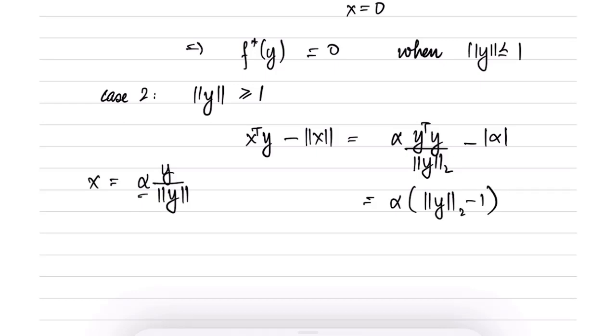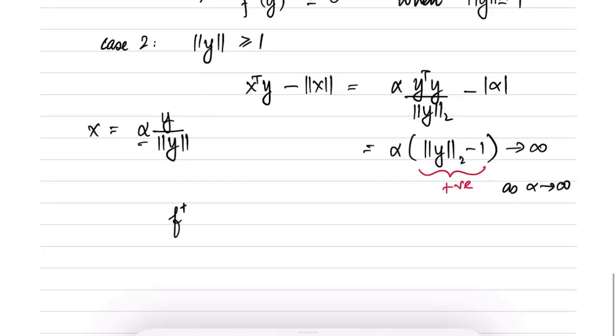Now norm of y is greater than or equal to 1, so this quantity is positive, and therefore this quantity would go to infinity as alpha tends to infinity. In other words, if I take x in this direction and for a large alpha, then the objective function can be made arbitrarily large by choosing the appropriate alpha. So the maximum is unbounded above, and therefore the conjugate function is equal to infinity when norm of y is greater than or equal to 1.